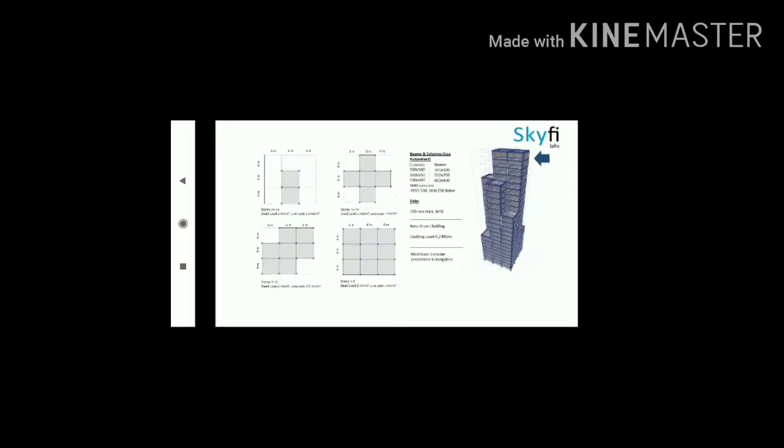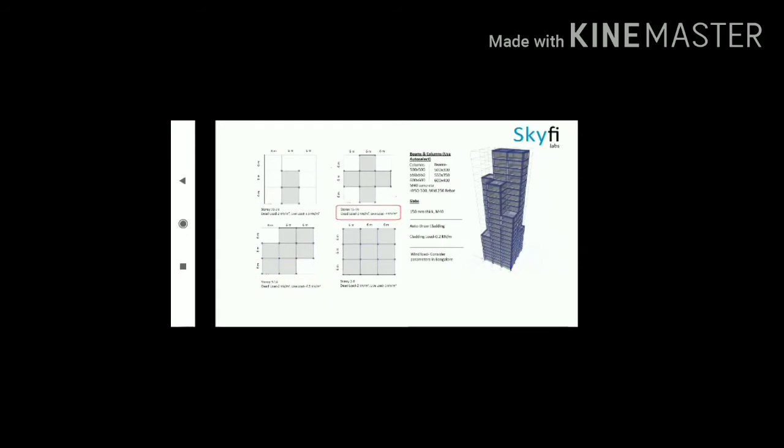This is the building that I am going to design. It's a 23-story building with different plan views at different stories. As you can see, from 1 to 8 there is a particular plan view, from 9 to 14 there is another view, from 15 to 19 another particular view, and 20 to 23 is another particular plan view.